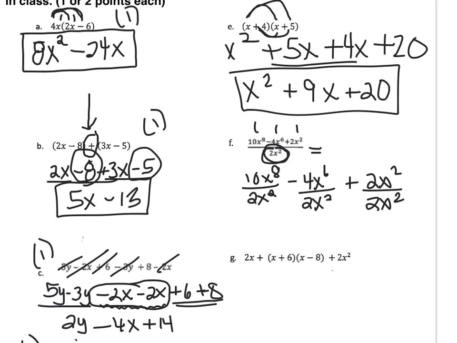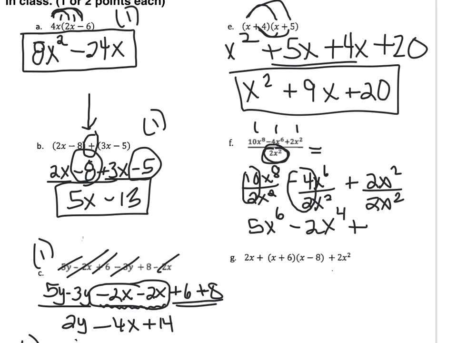When we divide the coefficients, we subtract the exponents. 10 divided by 2 gave me 5. X to the 8th divided by x squared. 8 minus 2 is 6. You get x to the 6th. Negative 4 divided by 2 is negative 2. X to the 6th divided by x squared. 6 minus 2 is 4. You get x to the 4th.